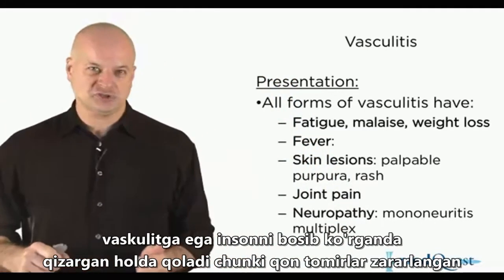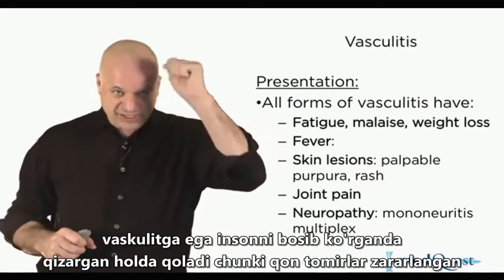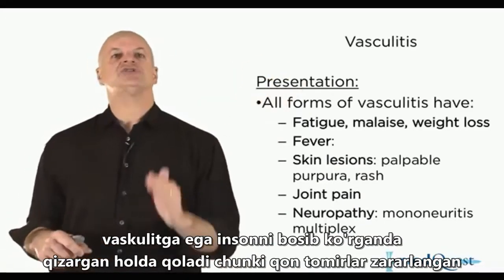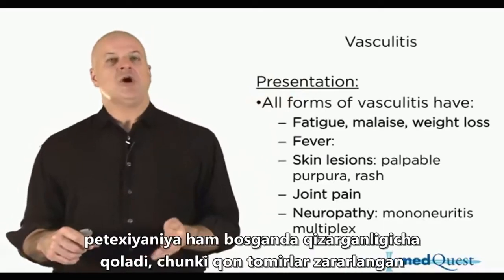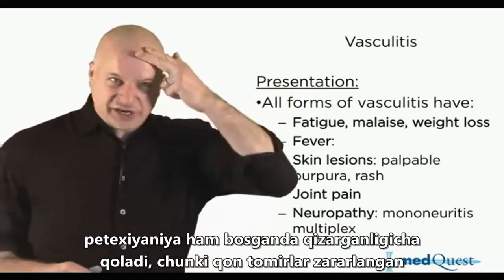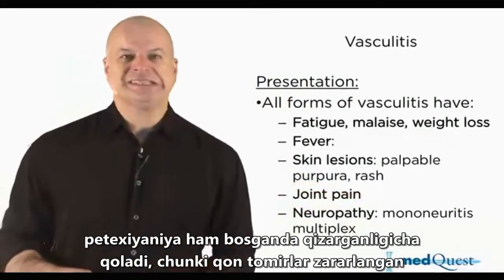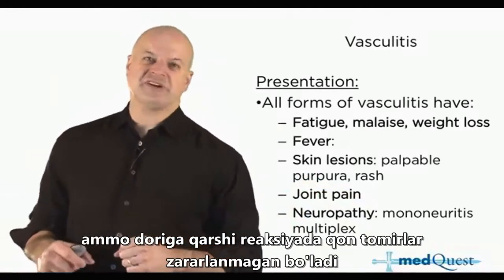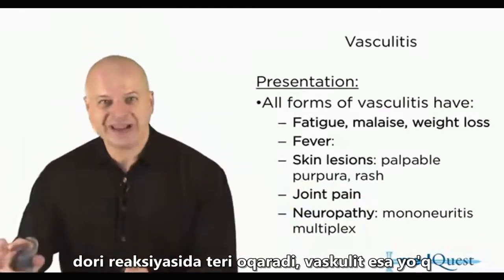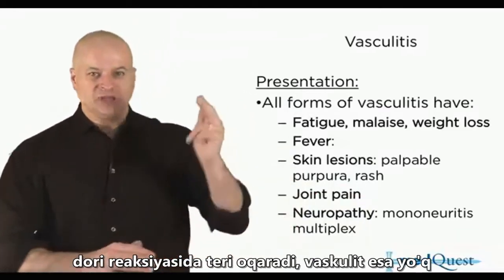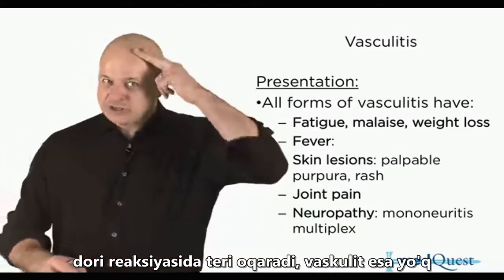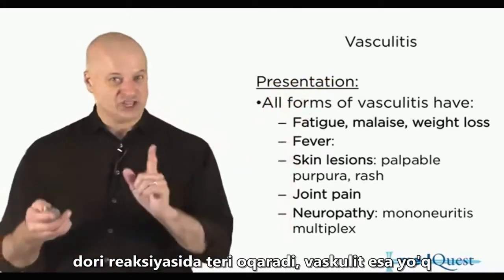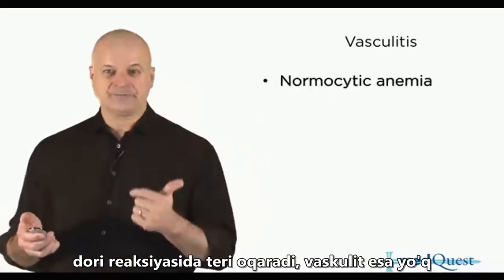But a person who's got vasculitis, you press on it and it stays red, because the blood vessels are damaged. Also petechiae, you press on it and it stays red, because the blood vessels are damaged. But in a drug reaction, the blood vessels are not damaged. A drug reaction blanches, turns white. Vasculitis does not.